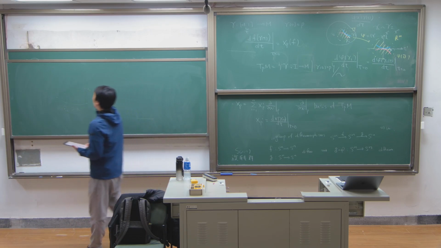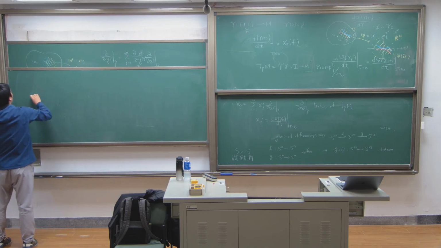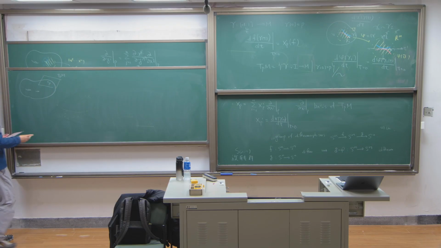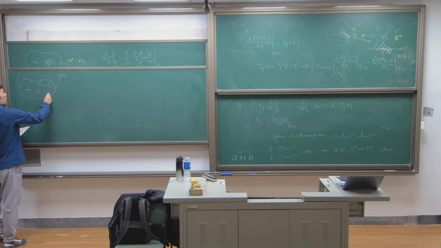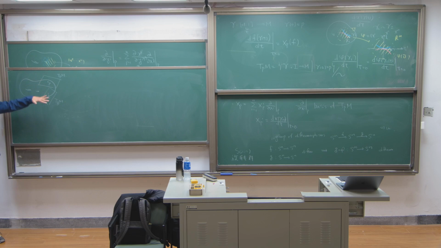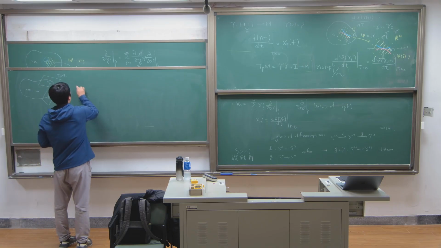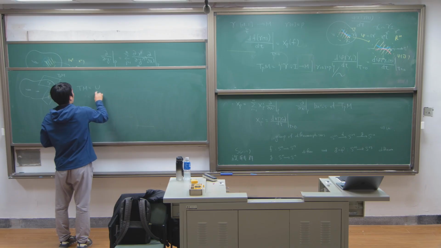Okay. So at each point we have a point P, and you have a tangent space T_P M. And then you consider point Q, you have a tangent space T_Q M. Okay. At each point you have a tangent space, and you just glue them together. So the tangent bundle is just that.